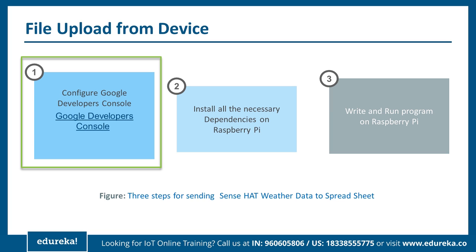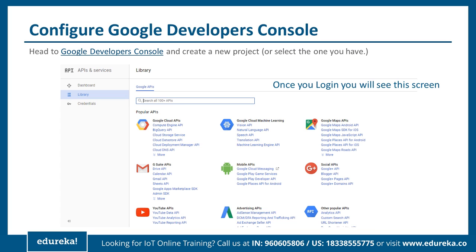First, we'll see how to configure Google Developers Console. As you can see, Google Developers Console is console.developers.google.com/project. And everything that you do, you can have multiple projects. And this URL is given in the slide. You click on that, you'll go to the Google Developer Console.